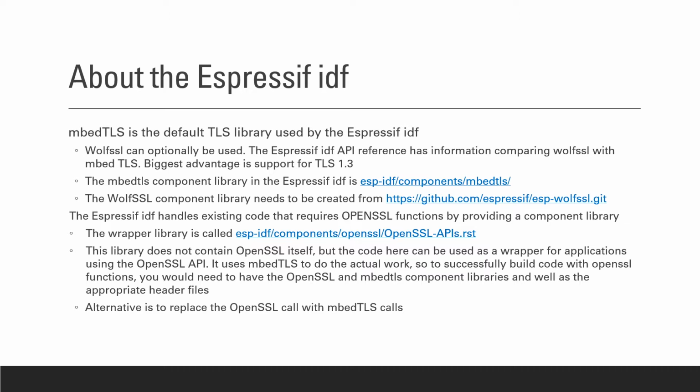The mbed is the default library. Wolf SSL can be used, and the Espressif API has information comparing Wolf SSL with mbed. The biggest advantage for Wolf is it supports TLS 1.3, whereas only 1.2 is supported. So it's a little bit later. The latest and greatest is supported by Wolf.